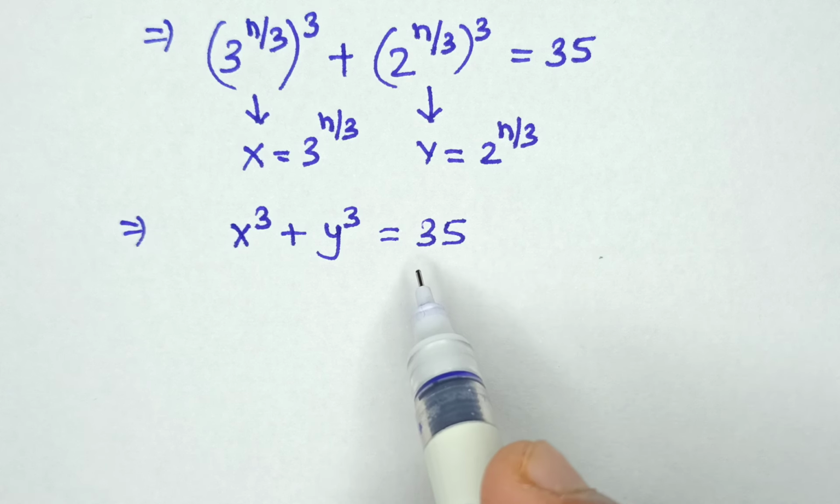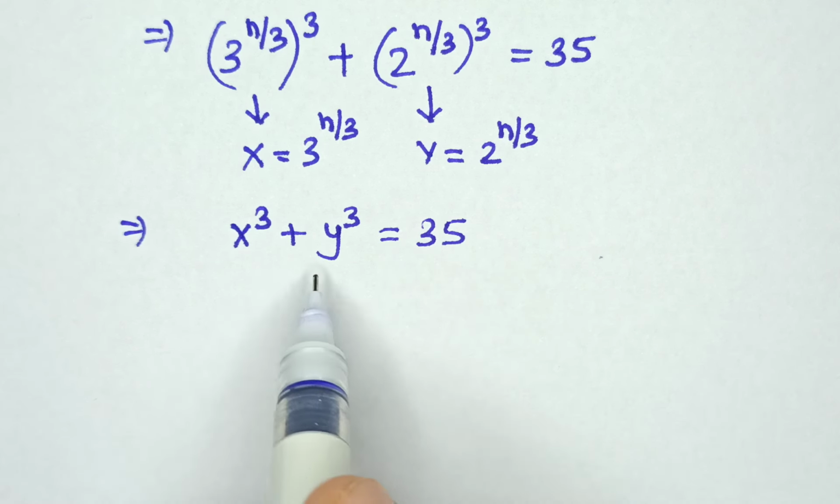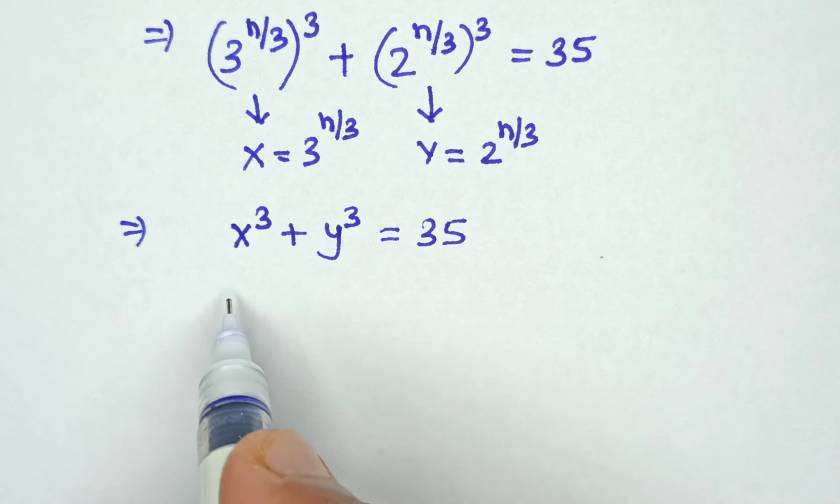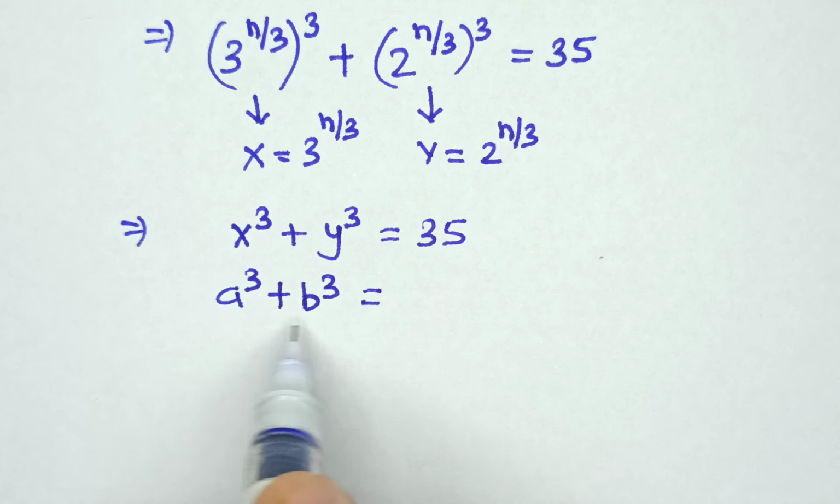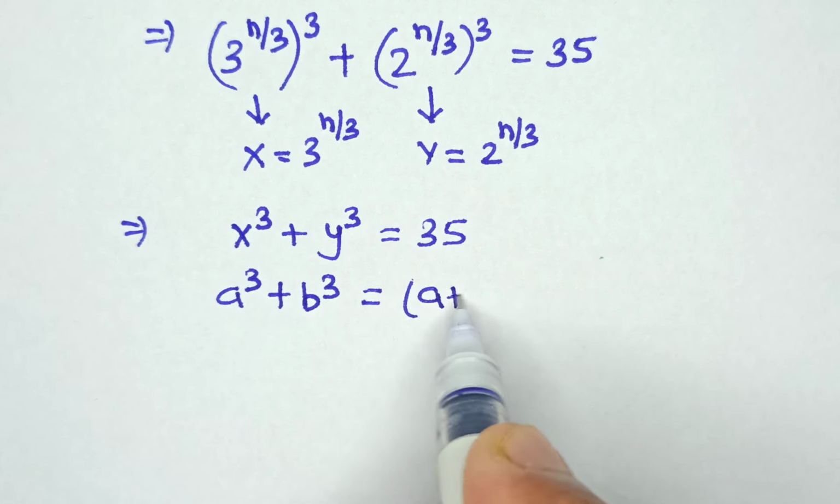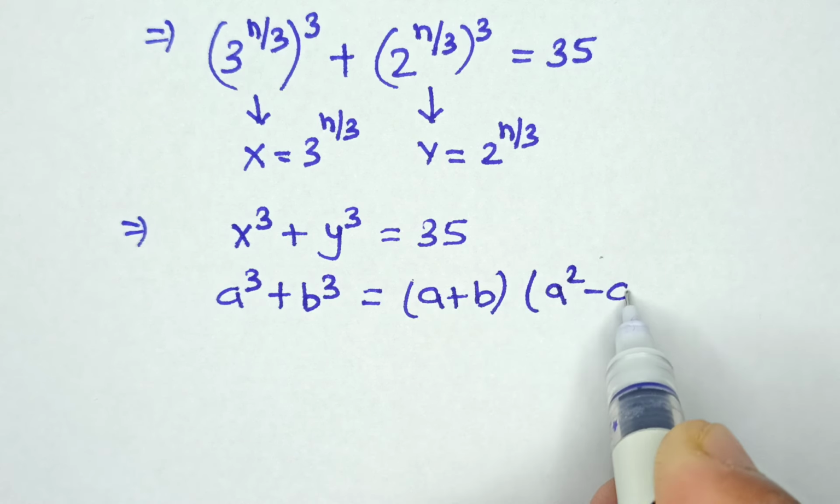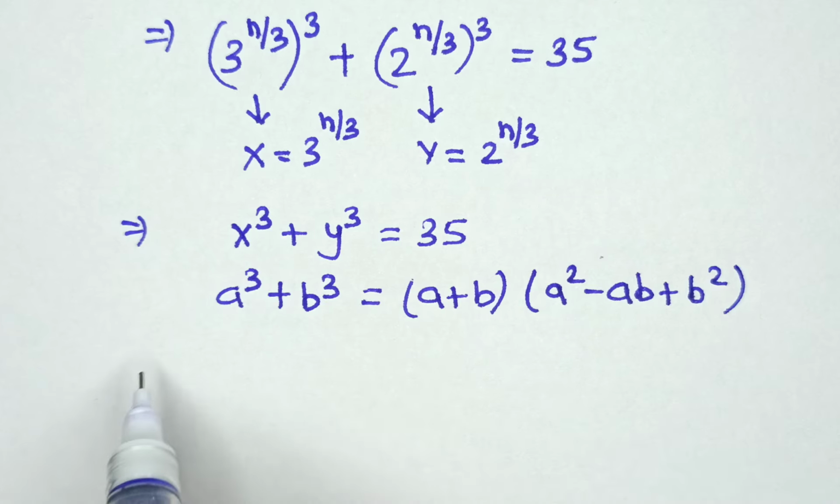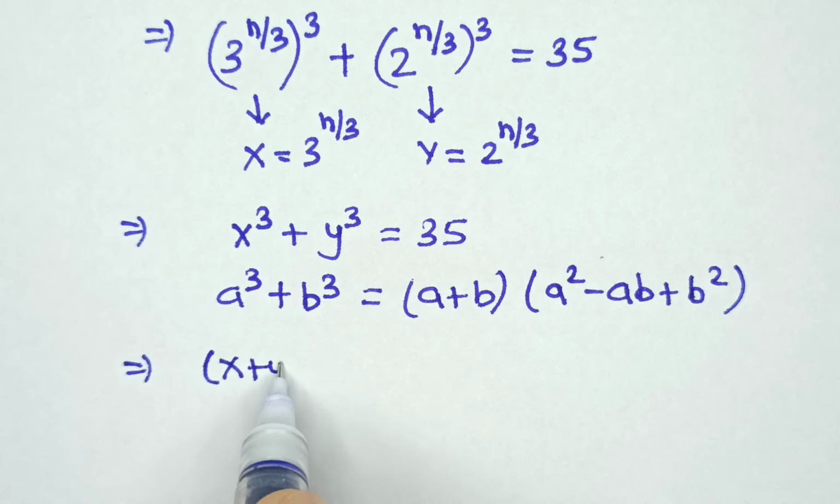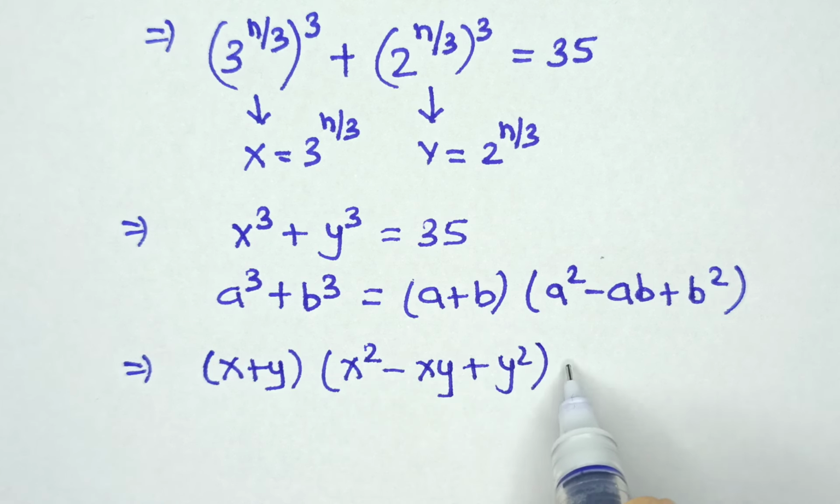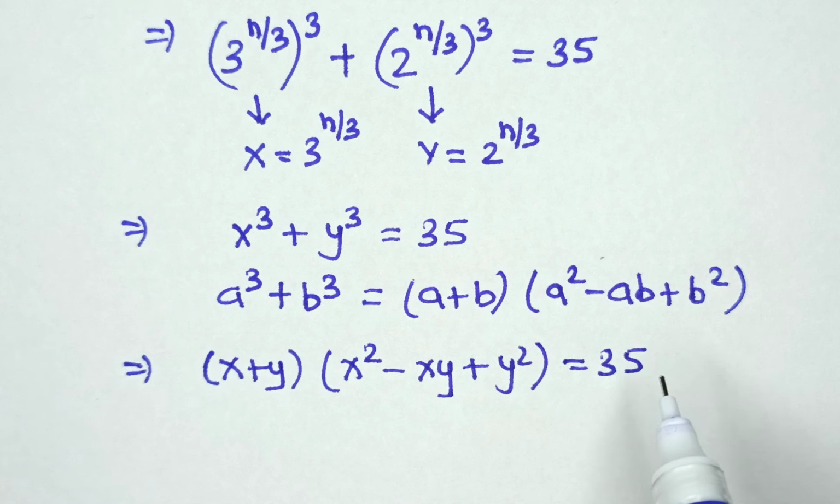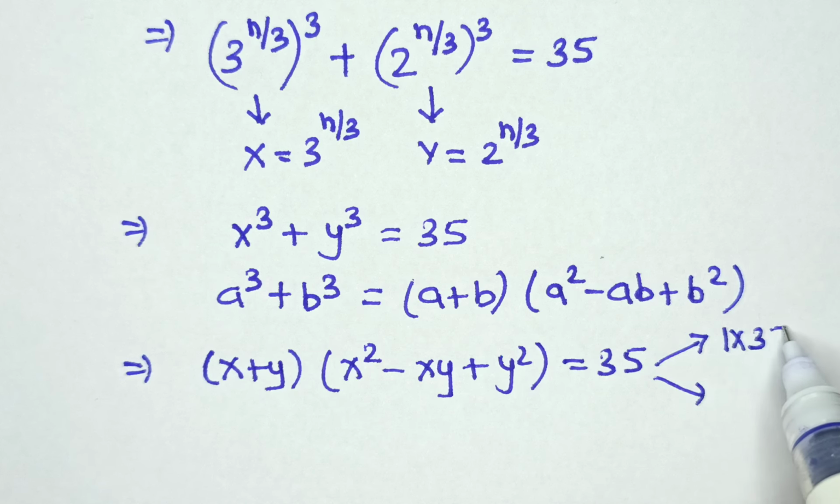Now we have to solve this equation and calculate the values of x and y. In this part we can apply the identity of a cube plus b cube. The algebraic identity for a cube plus b cube is a plus b multiplied by a square minus ab plus b square. So this can be written as x plus y multiplied by x square minus xy plus y square is equal to 35. Now this 35 can be broken down into factors: 1 multiplied by 35, or 5 multiplied by 7.